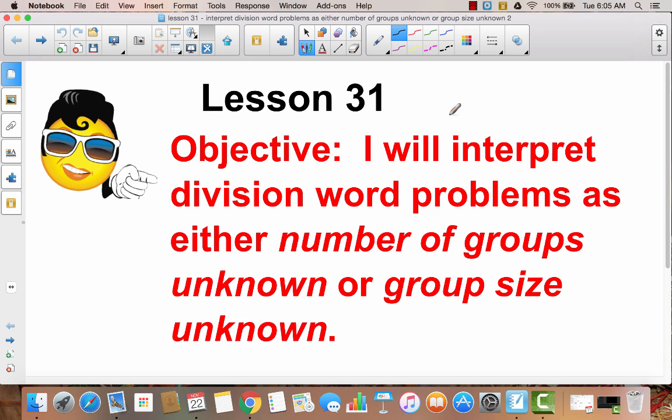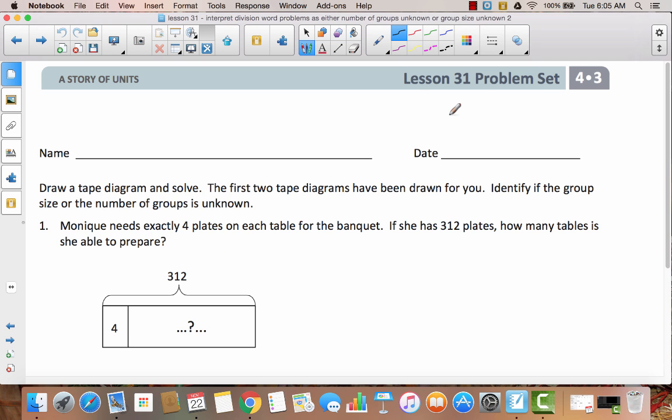Lesson 31, I will interpret division word problems as either number of groups unknown or group size unknown. All right, so let's go ahead and write our name on our problem set, and then let's take a look at the directions. Draw a tape diagram and solve. The first two tape diagrams have been drawn for you. Identify if the group size or the number of groups is unknown.